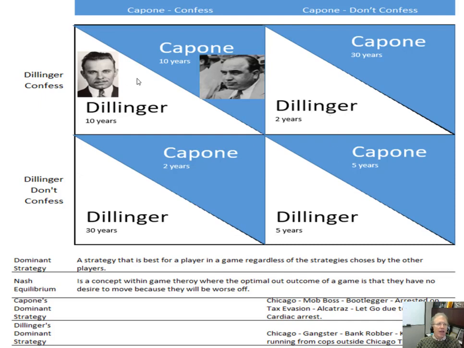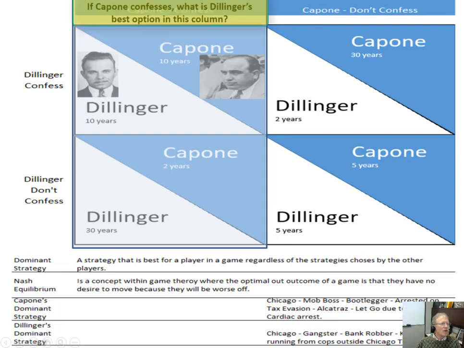Okay, if Al Capone here, Capone is in blue, he's on the top, he has 2 options. He can either confess or not confess. And Dillinger, who is to the left and on the bottom, represented by the white triangle, also has the same options, to confess or not to confess.